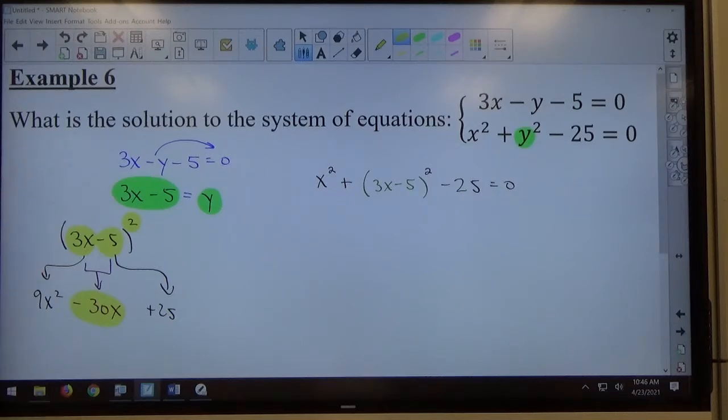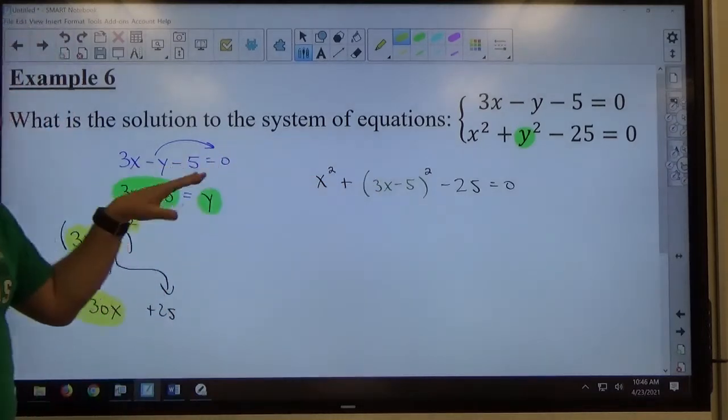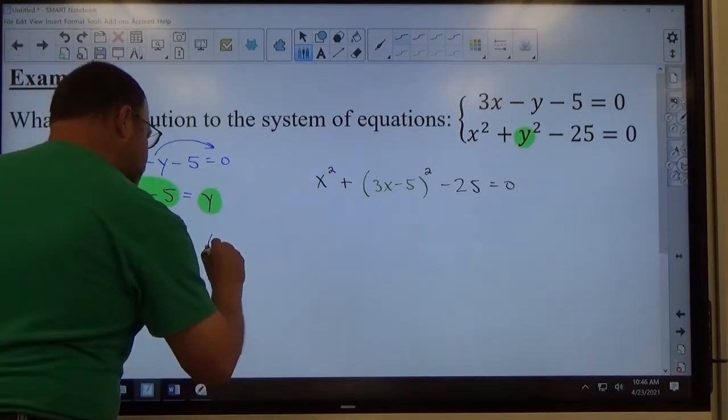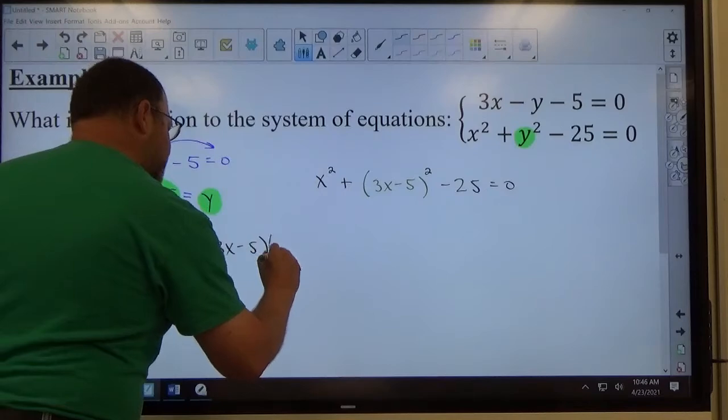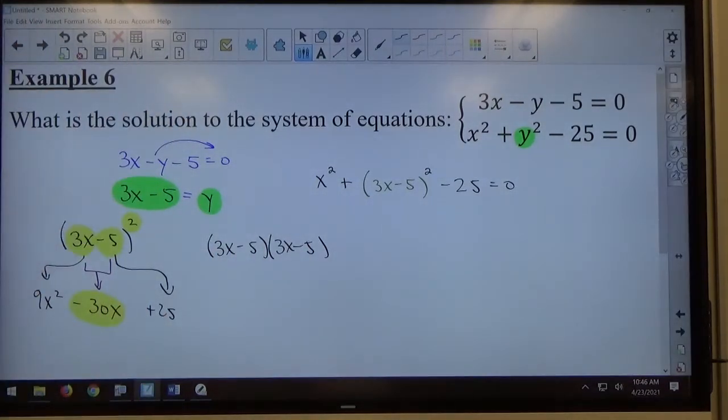That technique works every time, and this structure happens tons, so knowing that is helpful. Alternative idea, if you don't like that, if that sort of makes sense but you're not quite sure you want to do it that way: the alternate technique is to do 3x minus 5 times itself. That is exactly what 3x minus 5 squared means.